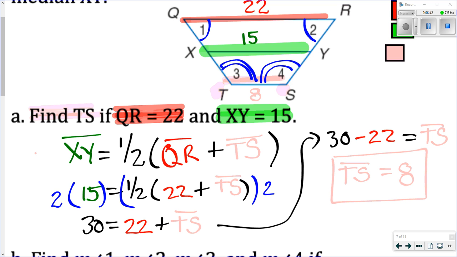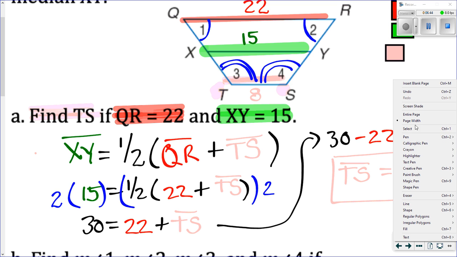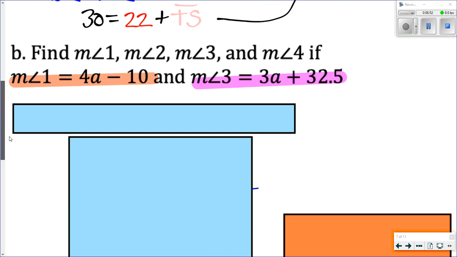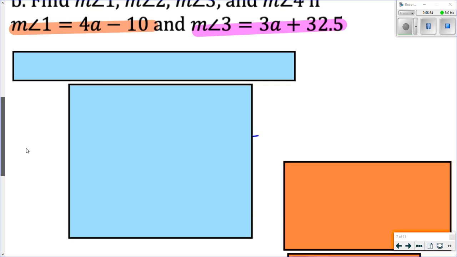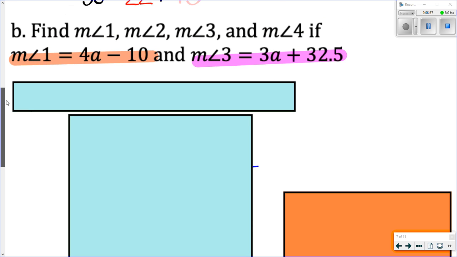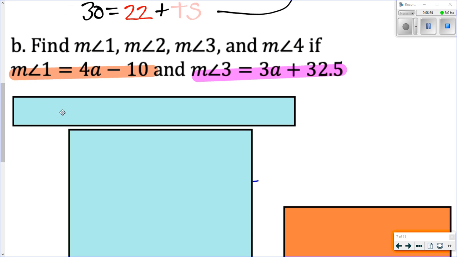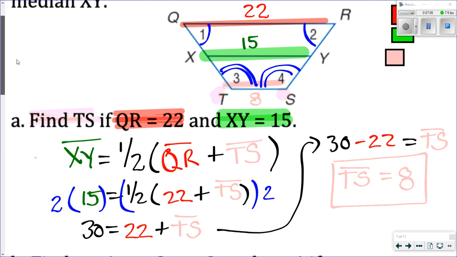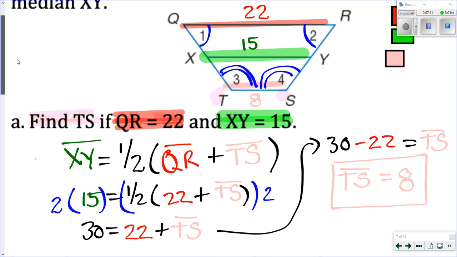All right, so since we know that information, then that means whatever we find for 1 will be the same as 2, and whatever we find for 3 will be the same as 4. Before I even unveil this one, there's something else that you need to know. They only give us 1 and 3. So then how do we set up an equation to figure out what is x?